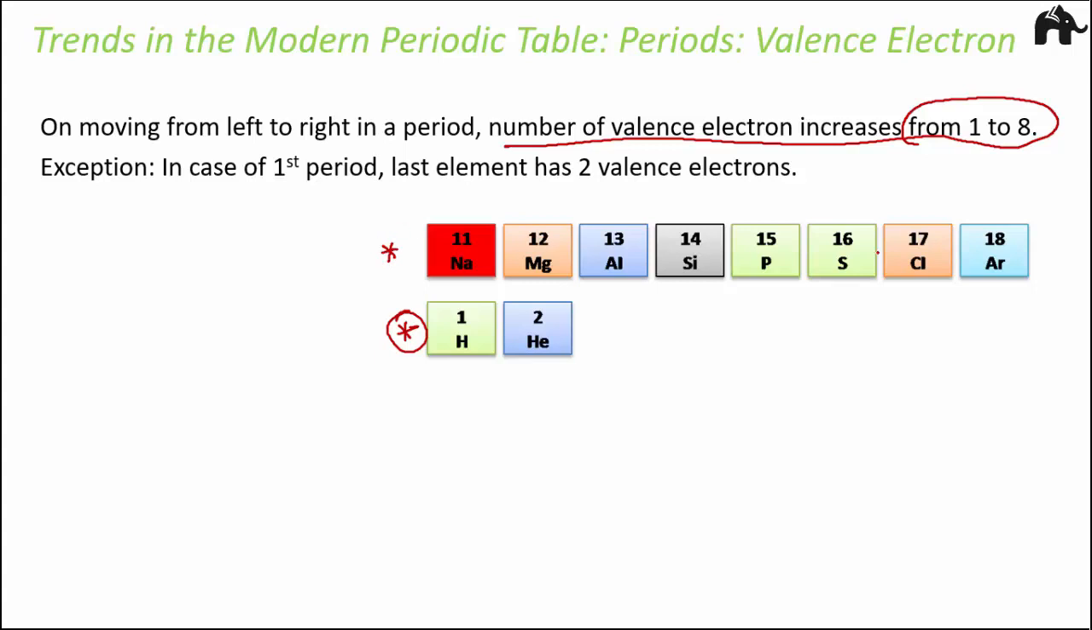For example, this is the third period. In the third period, the first element is sodium. If I write its configuration, it will be 2,8,1. Magnesium would be 2,8,2. Aluminium would be 2,8,3. Silicon would be 2,8,4, and so on. And argon would be 2,8,8. So we see that the number of valence electrons is increasing from 1 to 8.